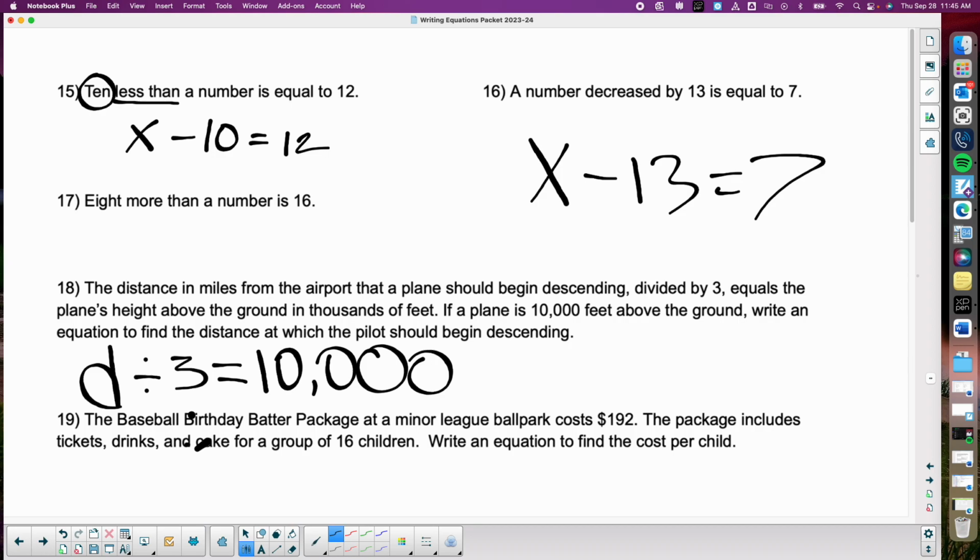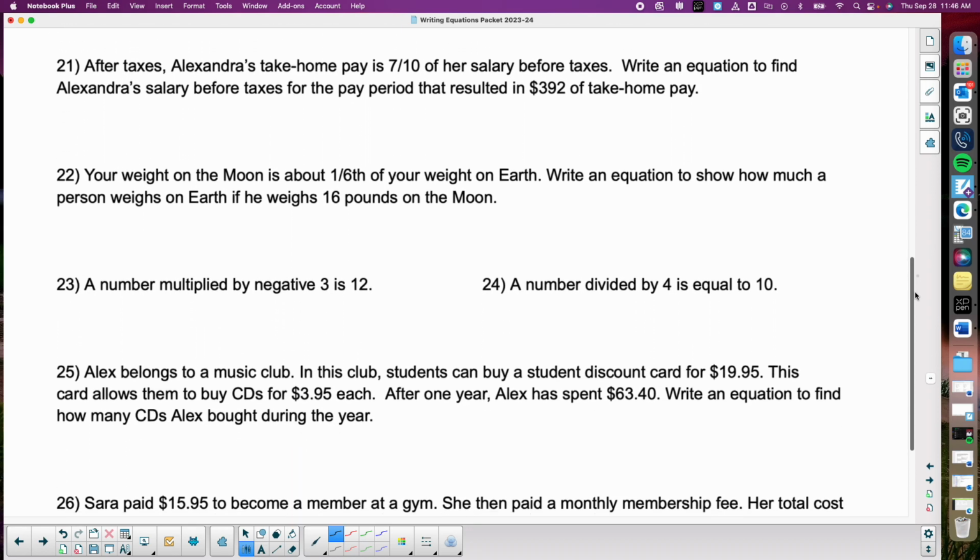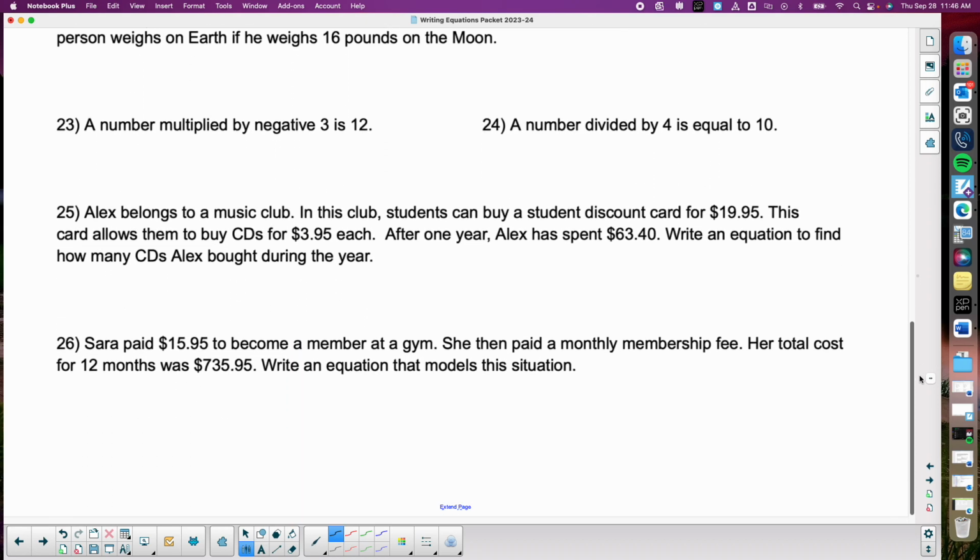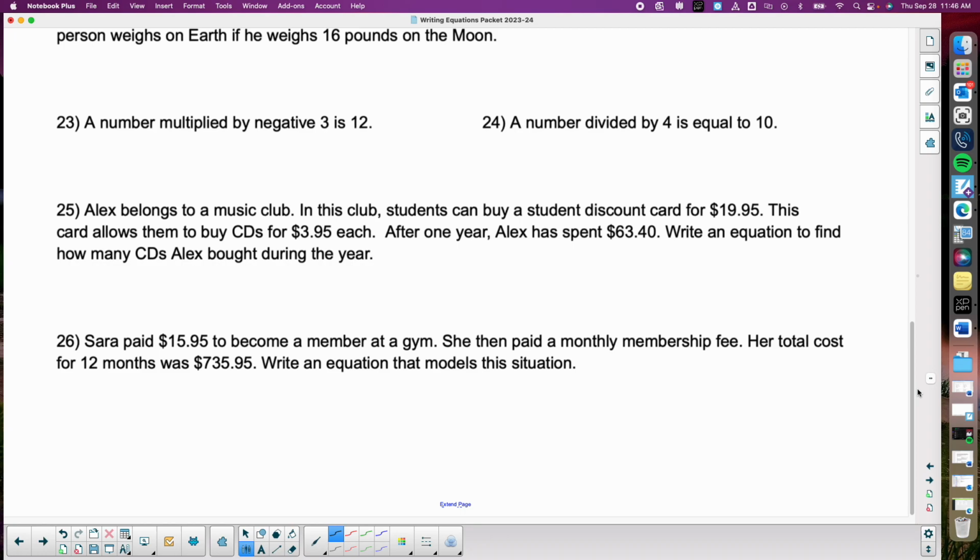You're going to get a handful of problems like this where it wants you to write the equation and then it'll give you a number to put in place somewhere. I'll go right straight to the ones that have more things involved. Alex belongs to a music club. In this club, students can buy a student discount card for $20.